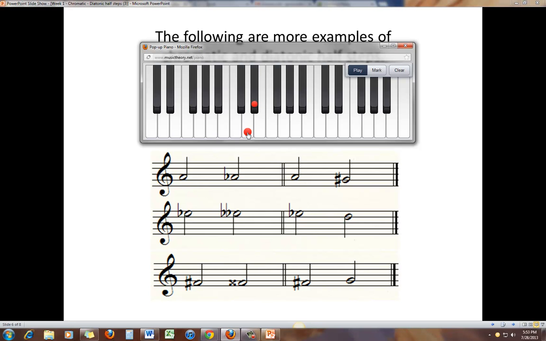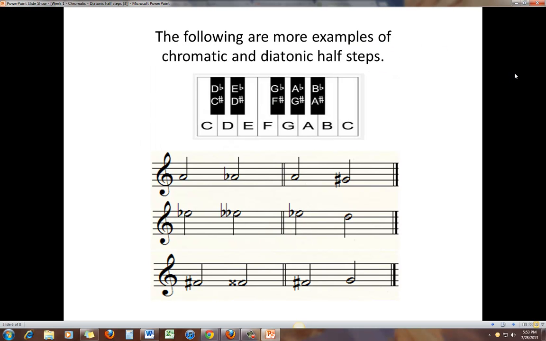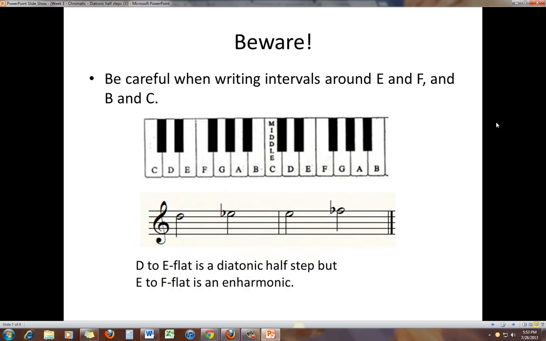That is spelled diatonically. You will be doing some homework which is requiring you to do exactly this. Take certain intervals, write them as chromatic, rewrite them as diatonic. Be careful when you're doing this, and other exercises as we go on.